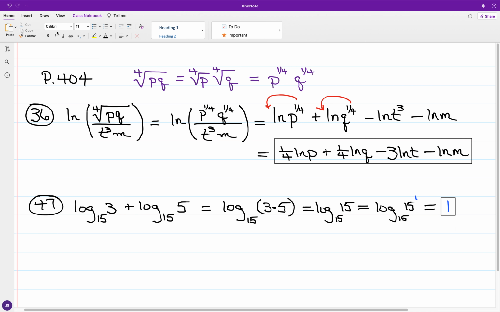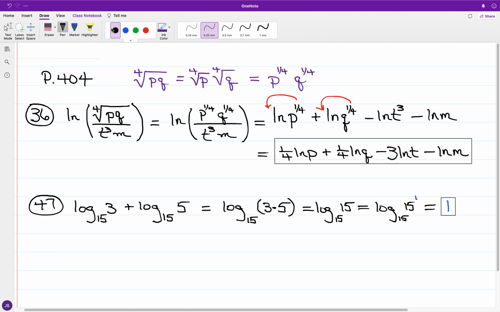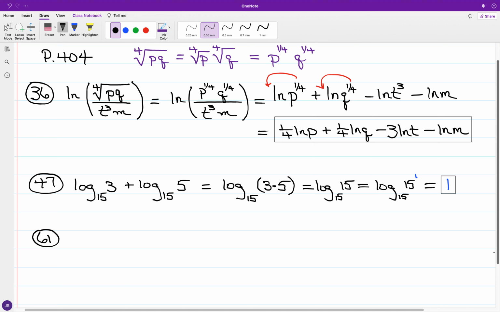All right, now for what we have in the group looking at combining as a single logarithmic term, we have number 61. So we have 6 times the base 10 log of x, minus 1/3 of the base 10 logarithm of y, and minus 2/3 of the base 10 logarithm of z.